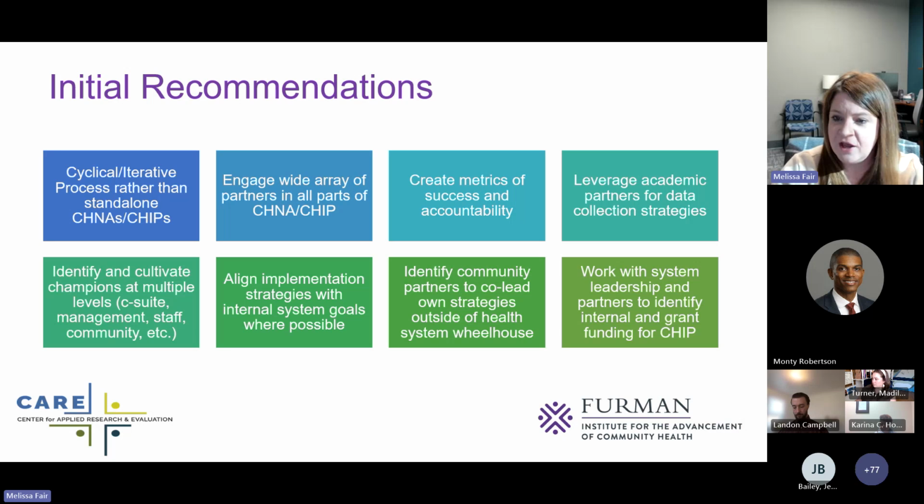And then lastly, work with leadership and community partners to identify potential funding mechanisms, such as grants, to support resources to implement the CHIP strategies.